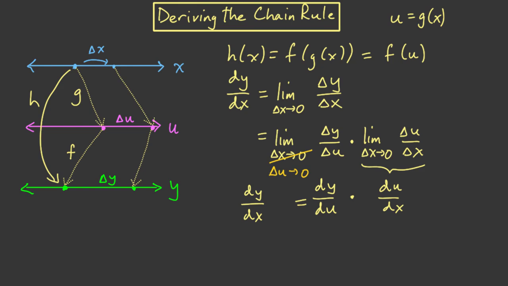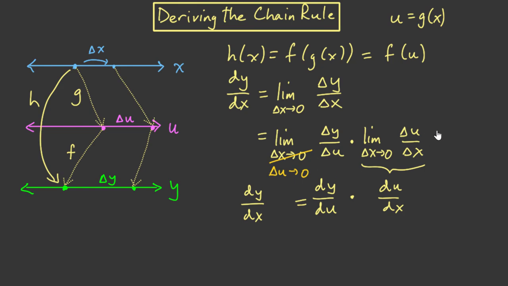It's a very suggestive notation, isn't it? So it almost looks like the du's cancel. They don't. The du by itself isn't actually a thing. It's got to be part of this entire Leibniz notation. But this reminds us that this is true essentially because the delta u's do cancel.